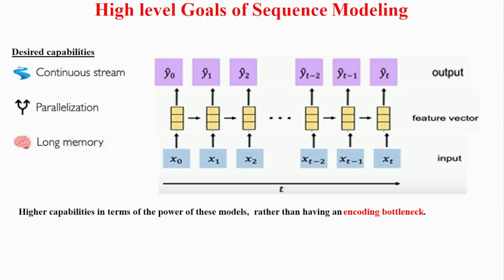Ideally, we want to process information continuously as a continuous stream of information rather than being slow. We want to be able to parallelize computation to speed up processing. And finally, of course, our main goal is to really try to establish long memory that can build nuanced and rich understanding of sequential data.